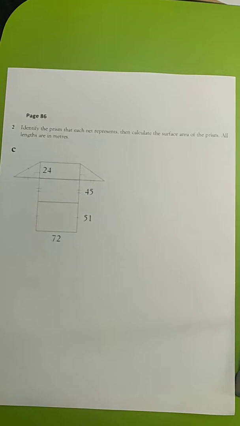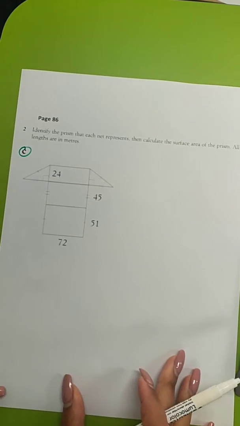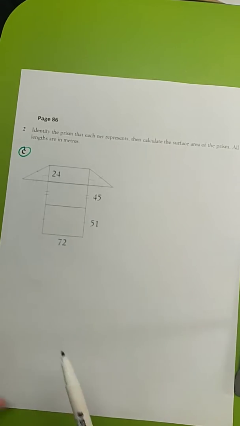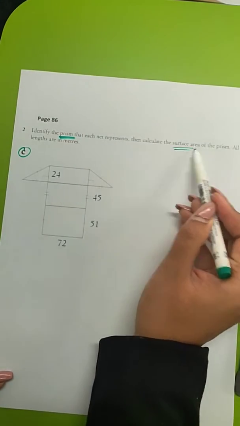Hi guys, I'm making a little video because some of you are struggling with page 86 question 2C. Let's have a look at this specific question. We are asked to identify the prism. We want to know what prism it is given this net and then calculate the surface area of the prism. So we've got two things to do here.